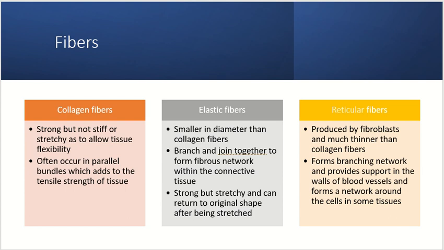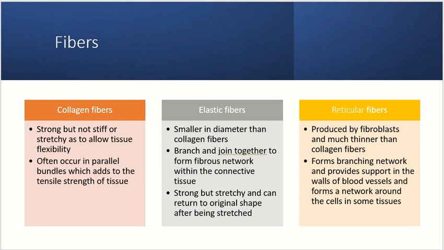We then have our elastic fibers. These are smaller in diameter than our collagen fibers. Elastic fibers branch pretty extensively and join together with other elastic fibers to form a fibrous network within the connective tissue. These elastic fibers are also strong, but they're also stretchy, and they're able to return to their original shape after being stretched.